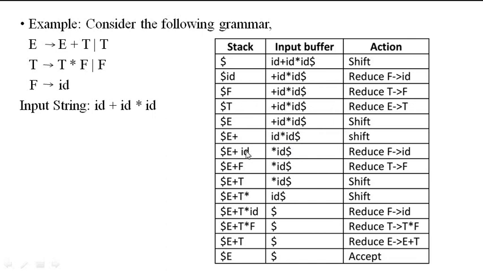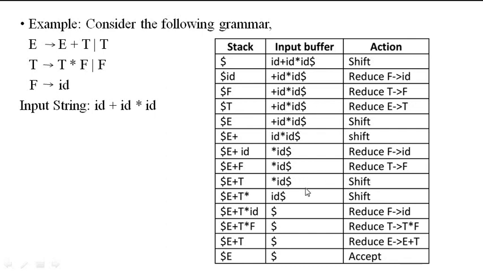Now E plus ID. Do you have any production like E plus ID? No, there is no direct production. But E gives E plus T, T gives F, F gives ID. So from ID you can find either F or T according to the input symbol. So here reduce ID by F. F gives ID. So ID is reduced by F. Do you have any production like E gives E plus F? No. So F is also reduced by T. E plus T.